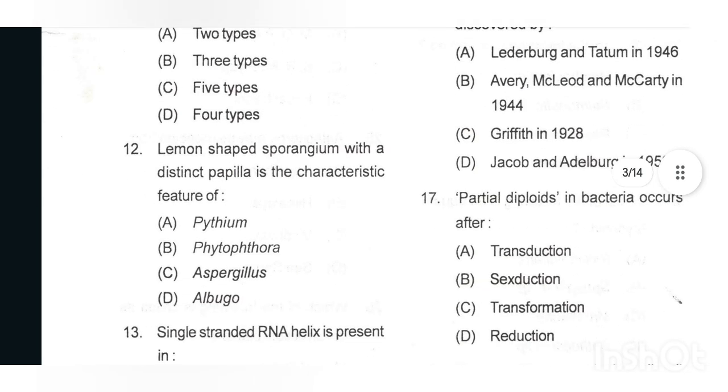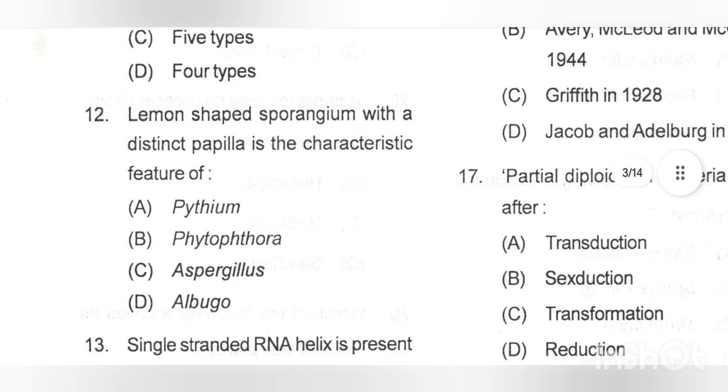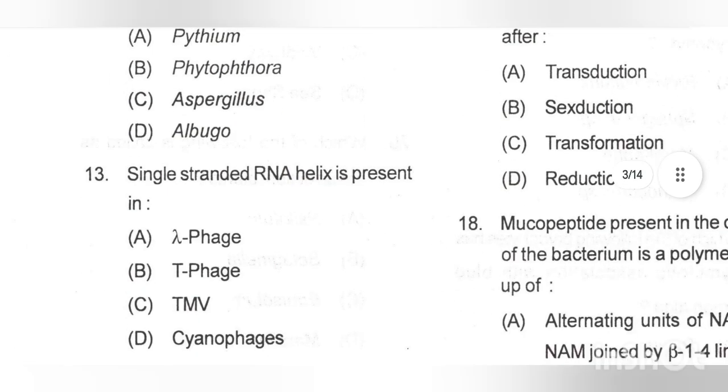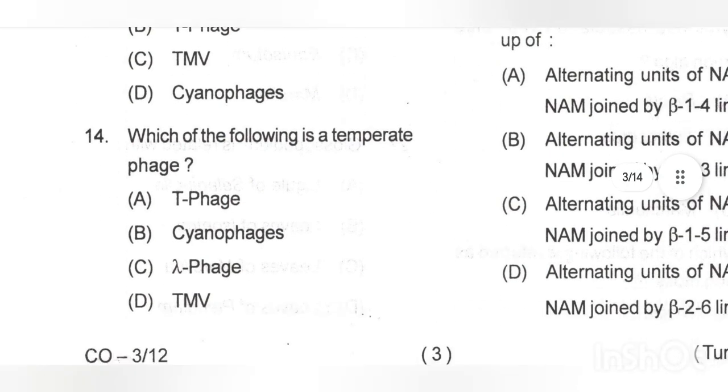Then question number 12, lemon shaped sporangium with a distinct papilla is characteristic feature of Phytophthora. Phytophthora cause the disease late blight of potato. So here the right answer is Phytophthora. Single stranded RNA helix is present in, the answer of question number 13 is TMV, tobacco mosaic virus. Which is a temperate phage? So lambda phage is a temperate phage.